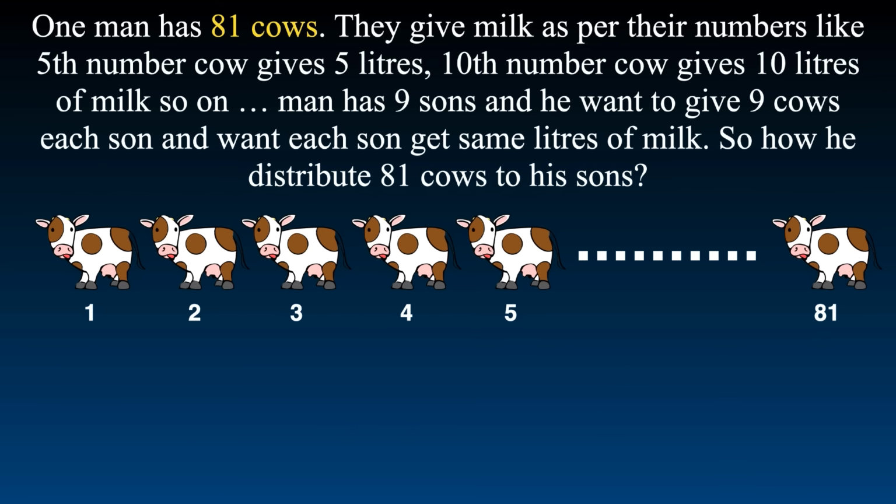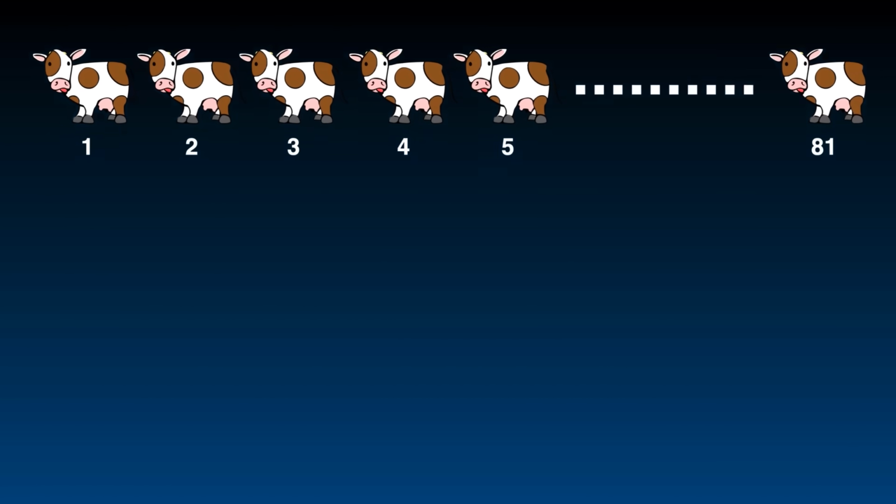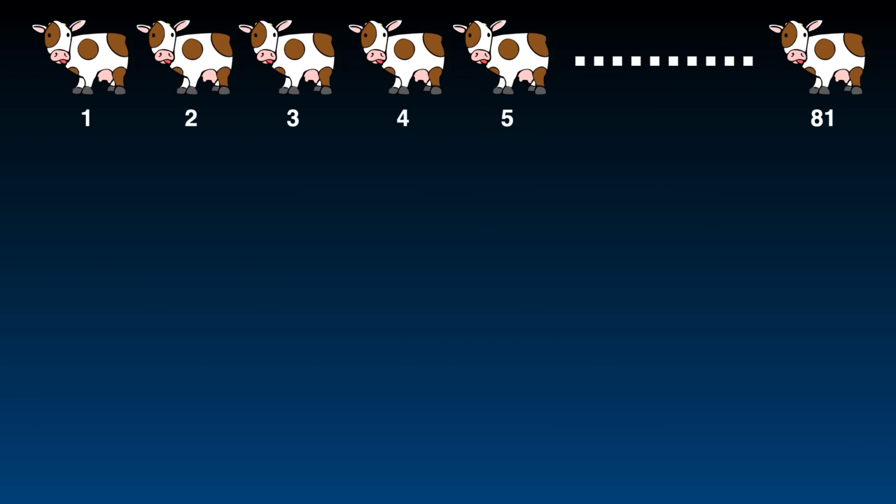There are multiple solutions for this problem. In this video, I will explain the most appropriate way of solving this problem in steps. In the first step, let's find the total liters of milk from 81 cows, which is nothing but 1 plus 2 plus 3 and so on till plus 81.